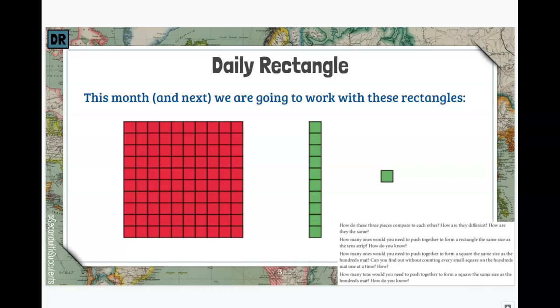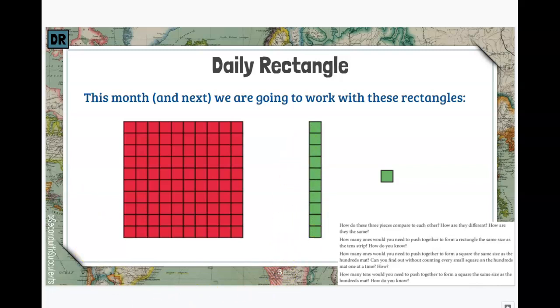Now you may be thinking a few different things. You may be thinking, well, one of them is red and the other two are green. You may also be thinking that this red piece is much bigger than these other two pieces. You may also have noticed that there are many small squares inside the red piece and the same size small squares inside this long green piece.